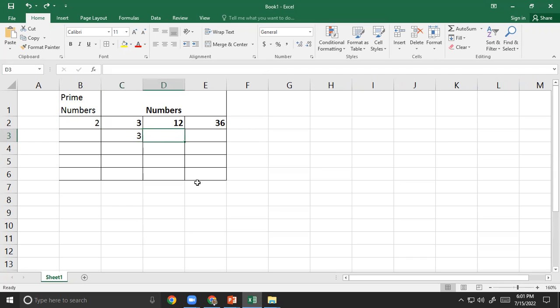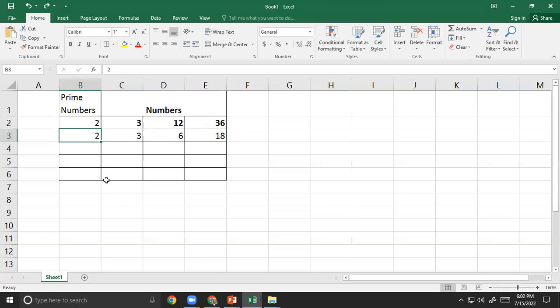So we come to this box. Is 12 divisible by 2? Yes, it gives us 6. 36 divided by 2 gives us 18. Now we check through the new numbers to see if any of them is divisible by the same prime number we are working with. So we see that 6 and 18 are divisible by 2.